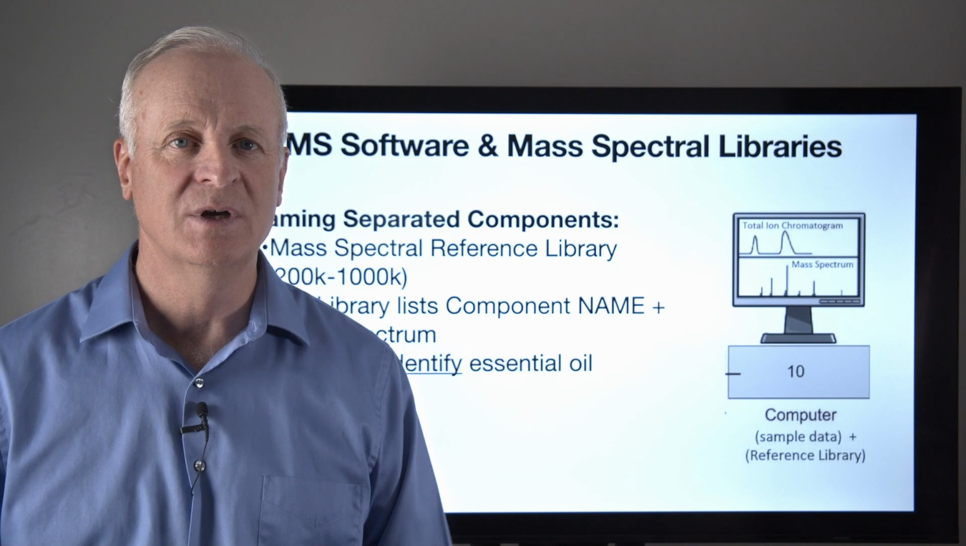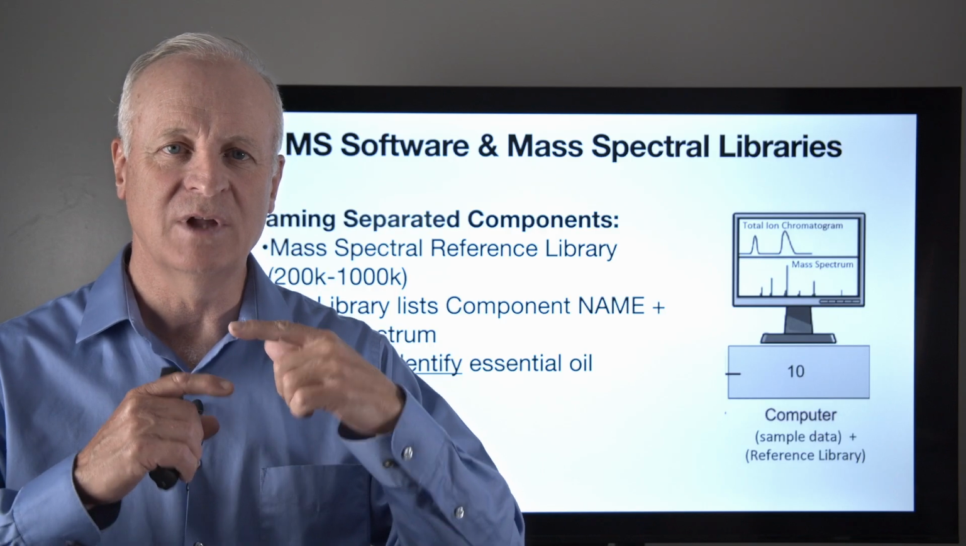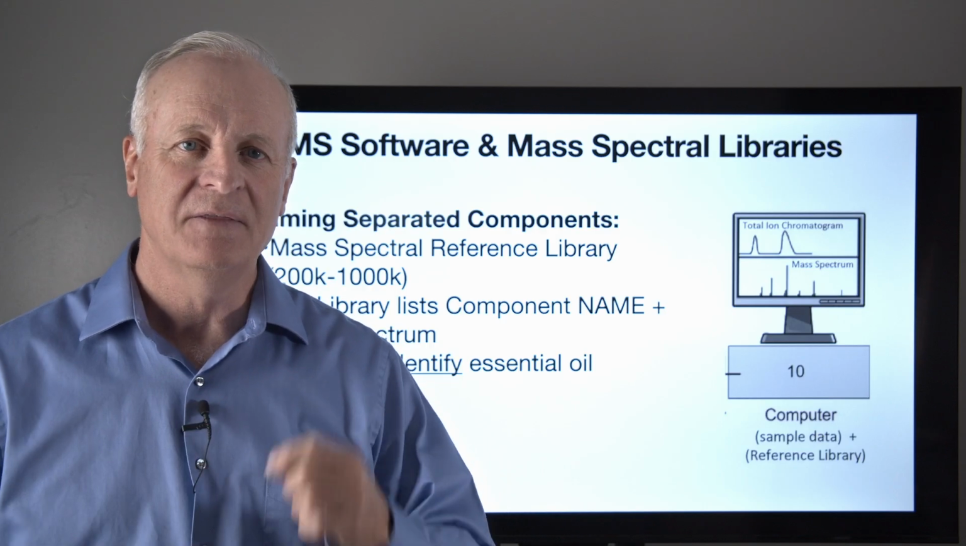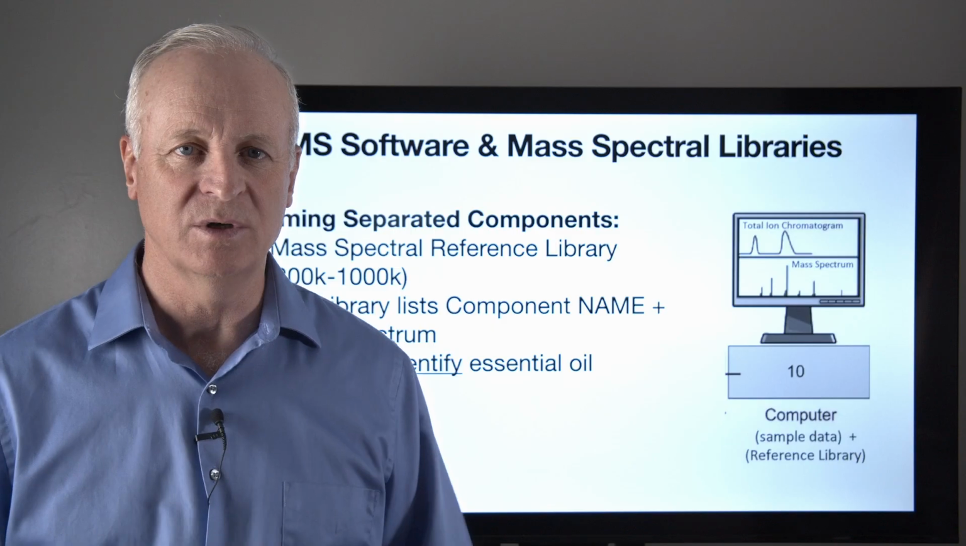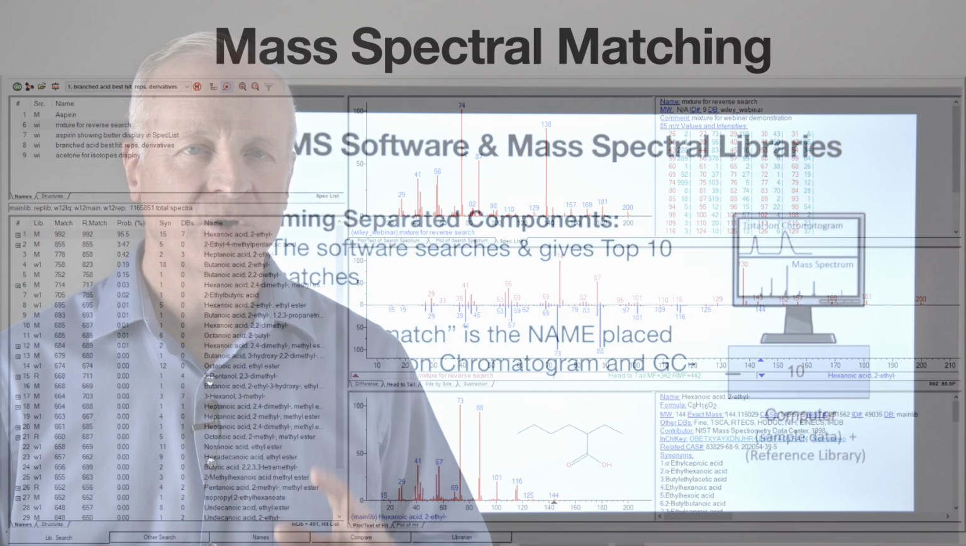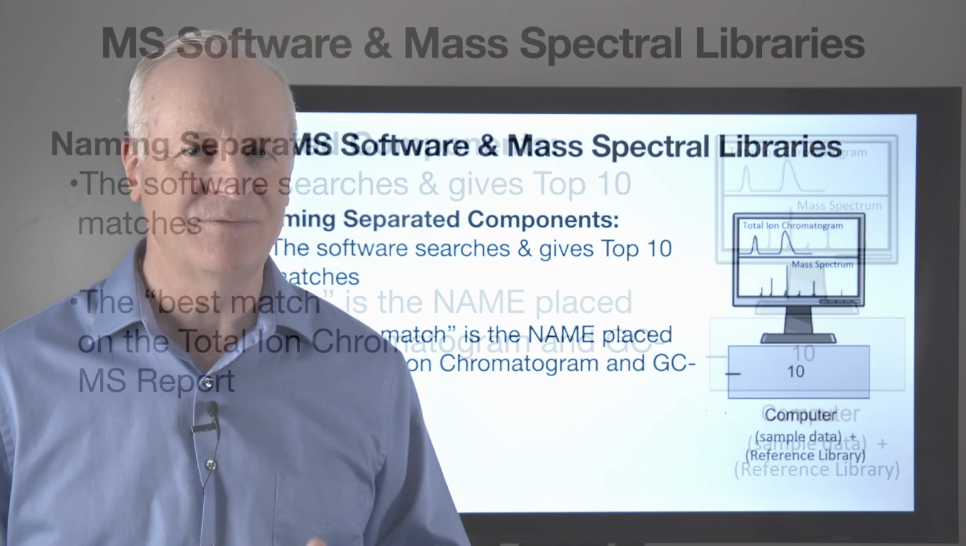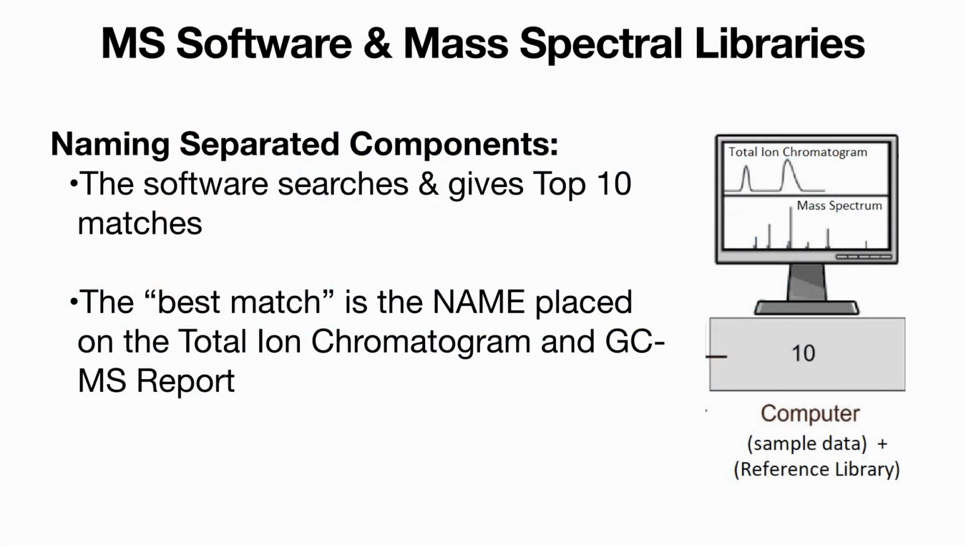All I have to do is compare my mass spectrum with the mass spectral library, and if they match, that gives me the name of the component. Here's another example of the mass spectral matching. So I can compare my essential oil component with the possible best match in the reference library. So this software is very important to help me identify the essential oil component.